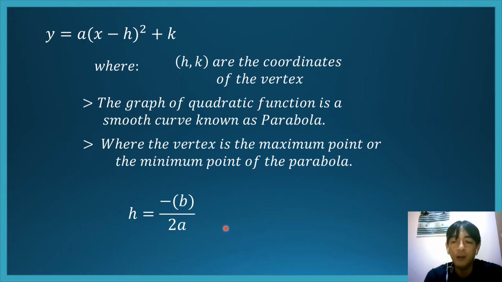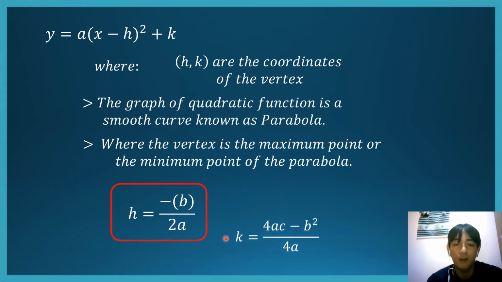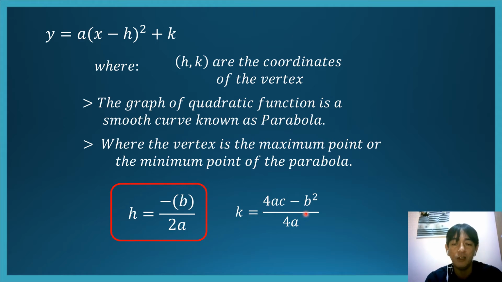So, ang k can be computed by solving f of x. No? Pwede mong isolve, kunyari, nakuha mo na yung value ng h. So, i-assume mo na ito yung x mo, kasi siya yung x-coordinate, and then solve for f of x, using the general form. Or by using the formula, k is equal to 4ac minus b squared all over 4a. Okay, so tandaan niyo yung dalawang formula na yan.